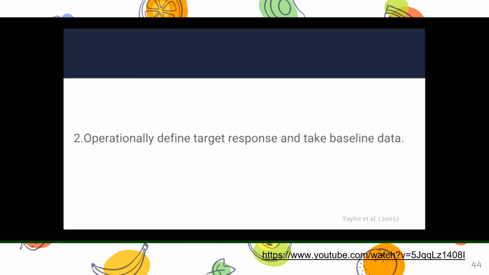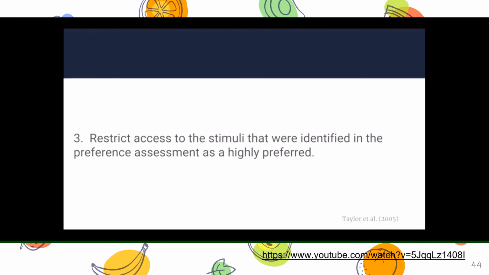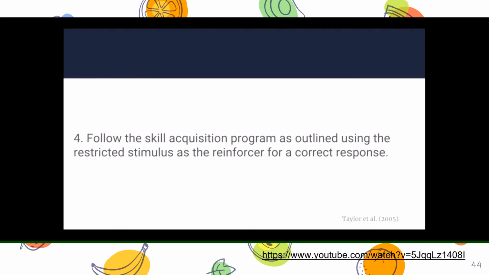Operationally define the target response so that everyone involved in the intervention is aware of what is considered an occurrence or non-occurrence, and then take baseline data to identify where the learner is relative to the steps in the skill acquisition program. Stimuli that were identified in the preference assessment as highly preferred, in this case stimuli the learner engaged with the longest, can be restricted to promote deprivation, thereby creating an EO and increasing the value of that stimuli as a reinforcer. Follow the skill acquisition program as outlined and use the highly preferred yet restricted stimulus as reinforcement. Withholding access deprives the learner of that item or activity, thereby creating an EO by altering the value of that item as a reinforcer.